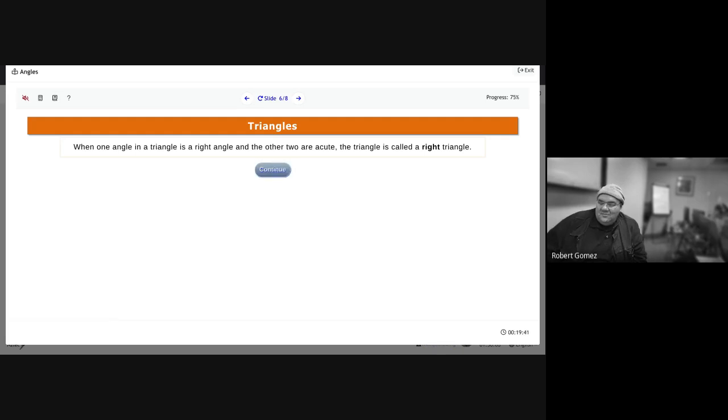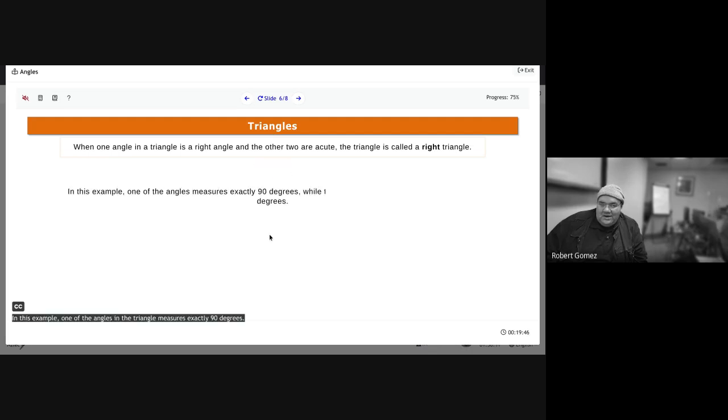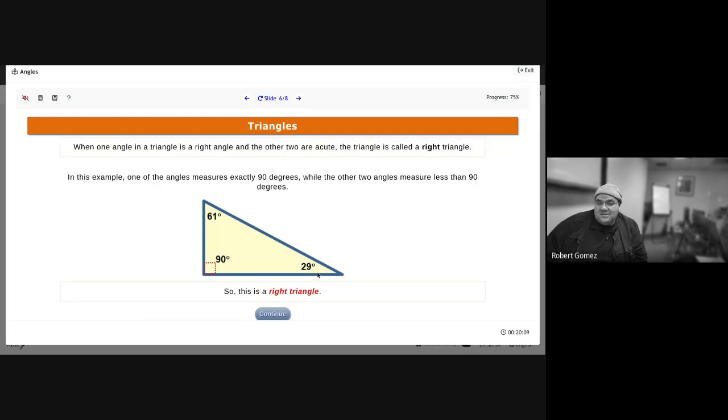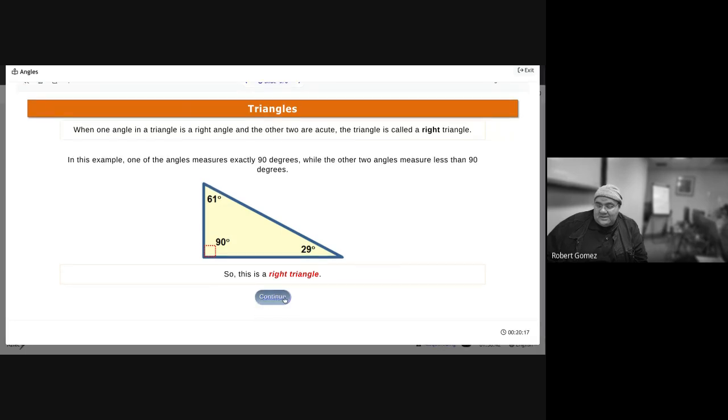Okay, so now remember we talked about right angles a little bit. When one angle in a triangle is right, like this one right here, and usually we signify this by that square in the corner, right? We put that square in the angle to show that it is 90 degrees. So if one of the angles is exactly 90 degrees, the other two angles measure less. So one angle is 90 degrees and the other two are acute, right? And so that would be a right triangle.